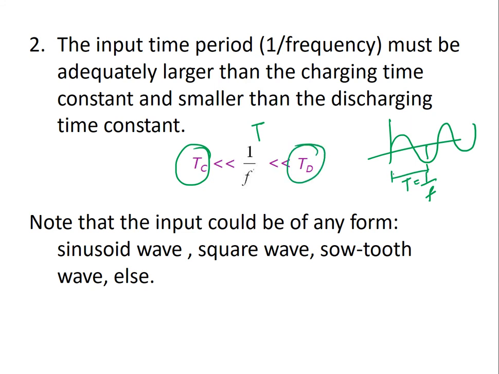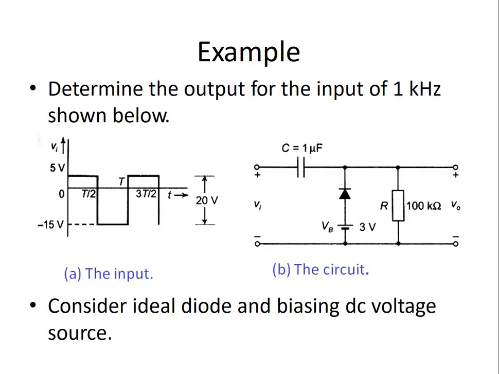The input time period must be greater than the charging time, so that the capacitor can charge, and should be less than the discharging time, so that we have sufficient time for the charging and discharging of the capacitors. So these are the two conditions. If your clamper circuit is meeting these two conditions, we can use that circuit for the clamping operation. Otherwise we cannot use that.